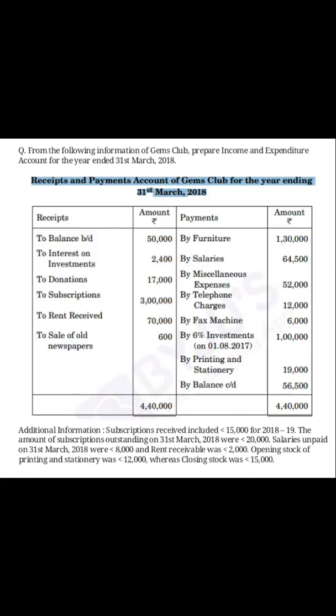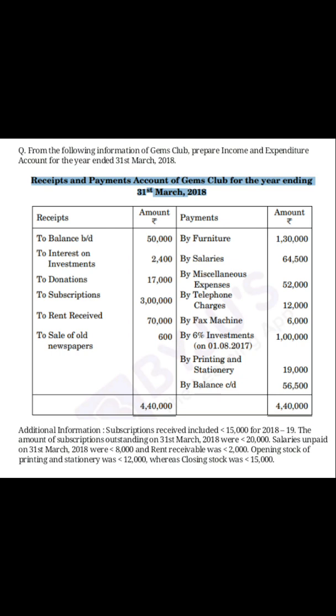In this video, I am going to discuss a numerical that came in the year 2019 from NPO. So let us read the question. From the following information of GEMS Club, prepare income and expenditure account. So in this question, receipt and payment account has been given and we were asked to prepare income and expenditure account for the year 2018.